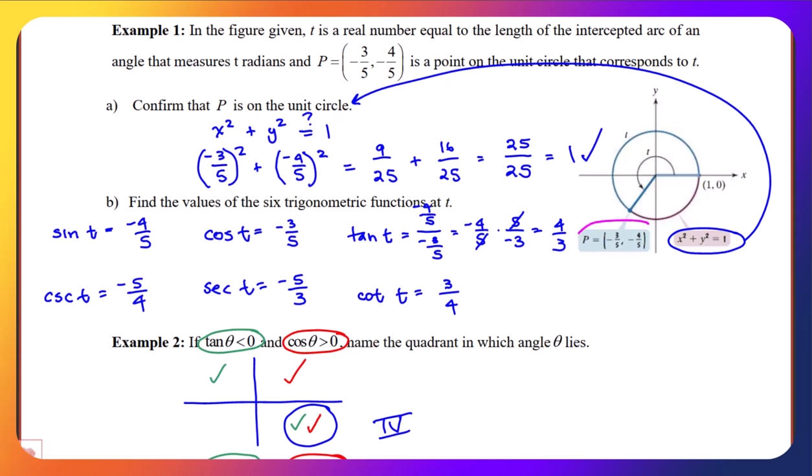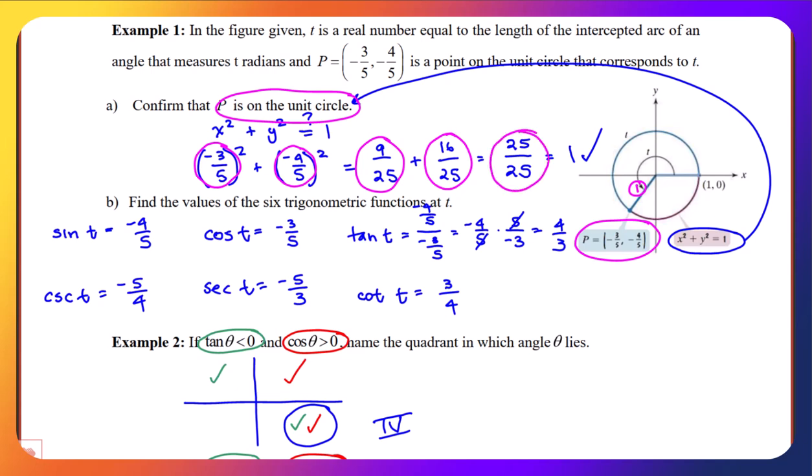So we have this point here, negative 3/5, comma, negative 5/5, and to confirm it's on the unit circle, we have to show that the radius or the hypotenuse is 1, so we take x squared, or a squared, plus y squared, or b squared, same thing. We get 9 over 25, 16 over 25, and sure enough, the hypotenuse is 1.